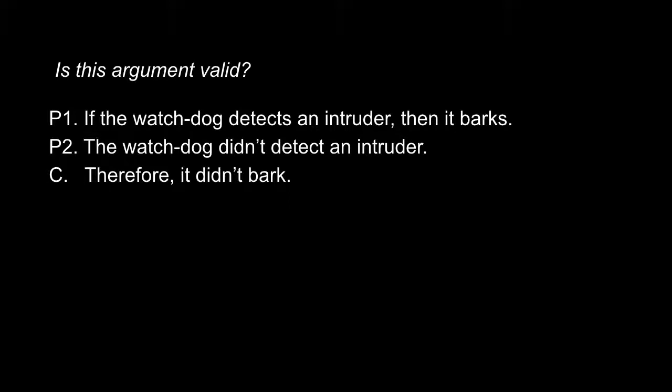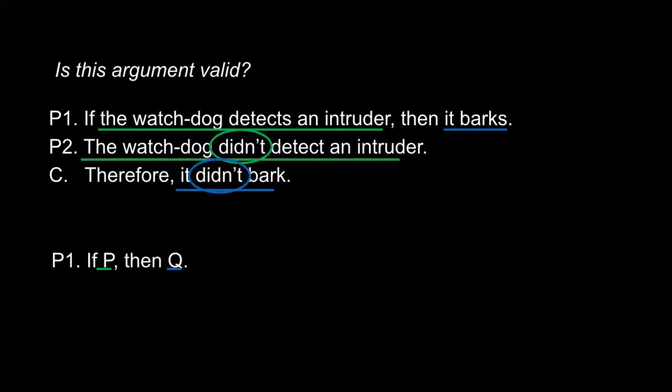So notice here that the first premise is the same as the one we had in the previous argument, but the second premise is different. It's a denial of what is stated in the antecedent. It's a negation of the antecedent. And notice also that the conclusion is a denial or negation of the consequent. So we could show this as having the form, if P then Q, not P, therefore not Q. And once again, the question is, is this a valid argument form?